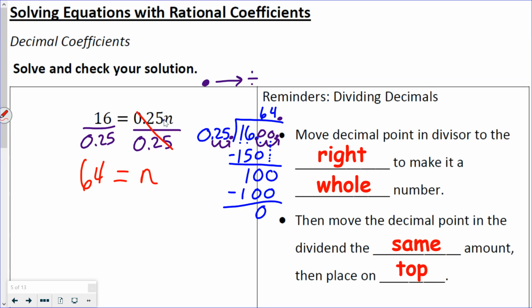Okay. Remember, we always check our work because we make mistakes. We're human. It's bound to happen. So that is the step we always do at the end after finding our solution. And how do I check my work? Well, I rewrite the equation, but instead of a variable, I put my solution. So instead of that n, I put a 64. Then I actually go through and redo the work.